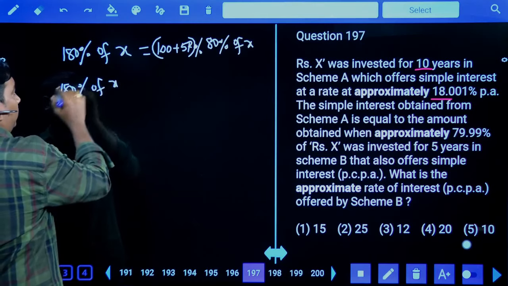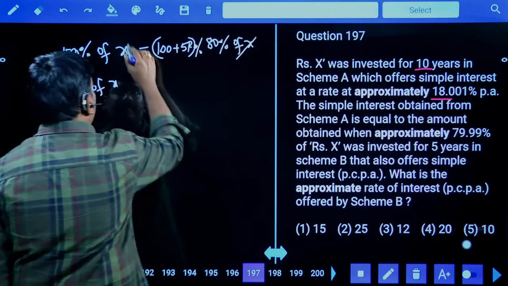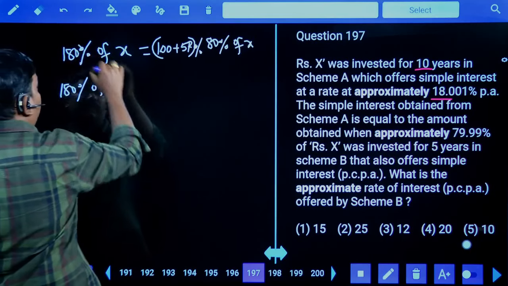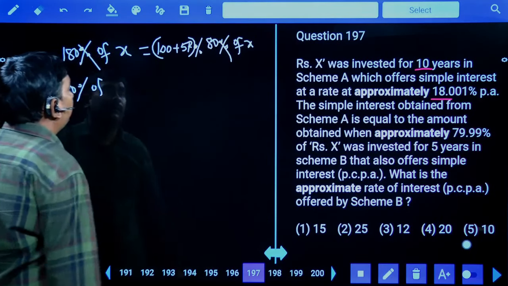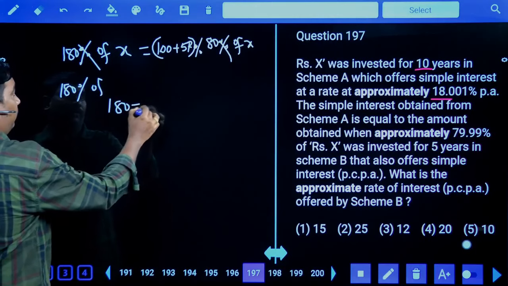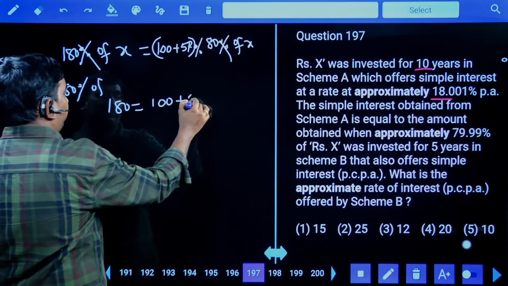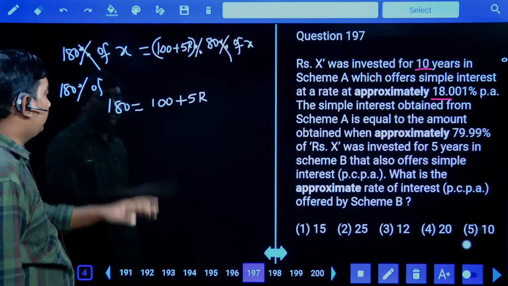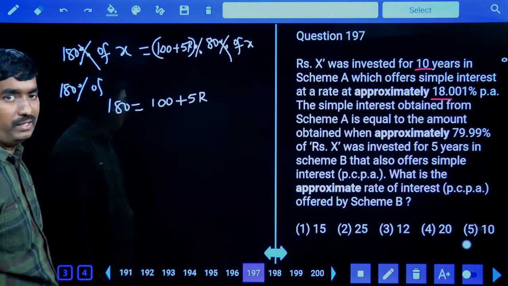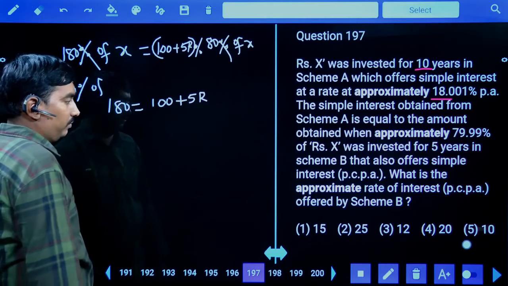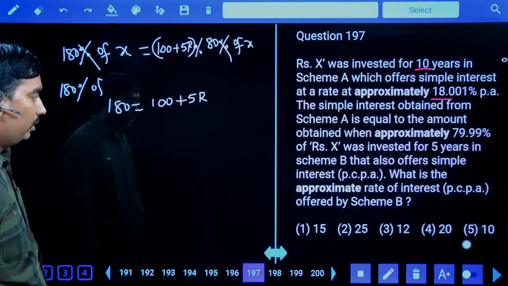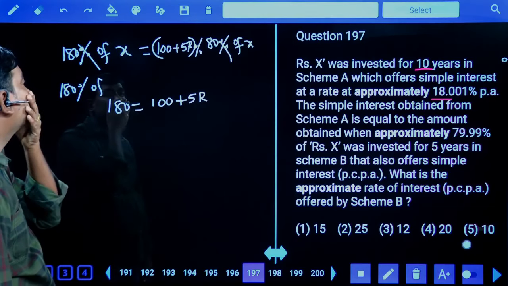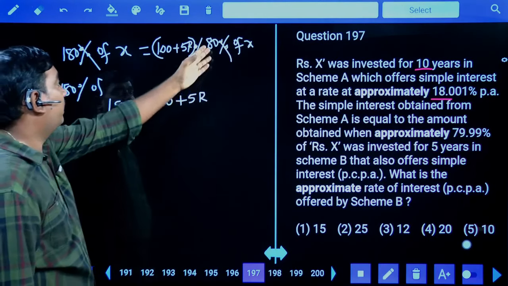So 180% of X means X will get cancelled. So still we are left with, percentage also will get cancelled. So remaining 180 is equal to 100 plus 5R. 180 minus 100 is equal to 80. 5R is equal to 80. R is equal to 16%. Approximately you will get here 16%. Sorry, still I am having 80 here.